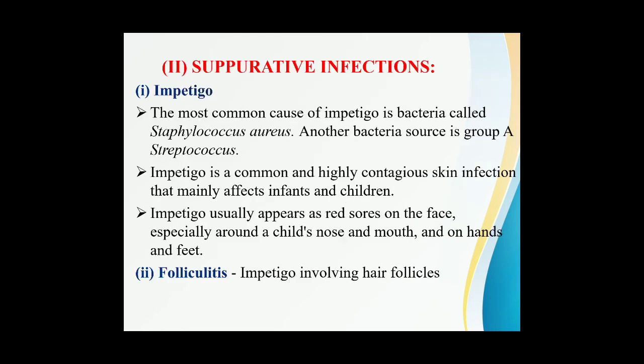And second, suppurative infections. First one, impetigo. The most common cause of impetigo is the bacterium Staphylococcus aureus. Another bacterial source is group A Streptococcus. Impetigo is a common and highly contagious skin infection that mainly affects infants and children. Impetigo usually appears as red sores on the face, especially around a child's nose and mouth, and on hands and feet. Folliculitis: impetigo involving hair follicles.